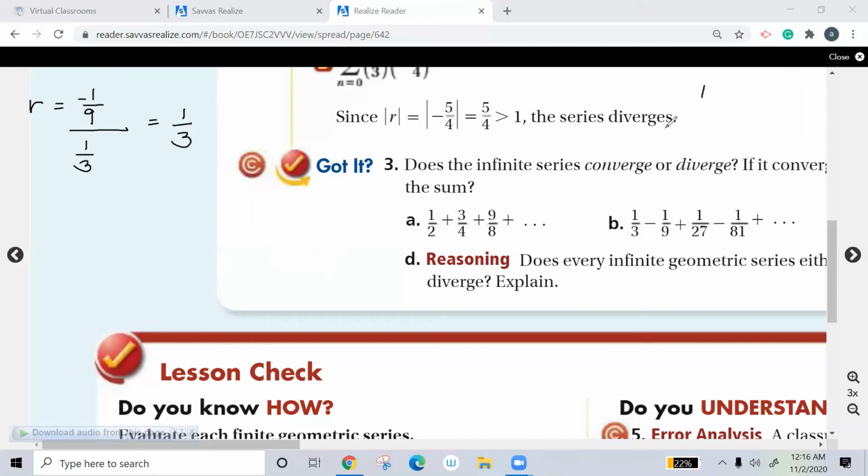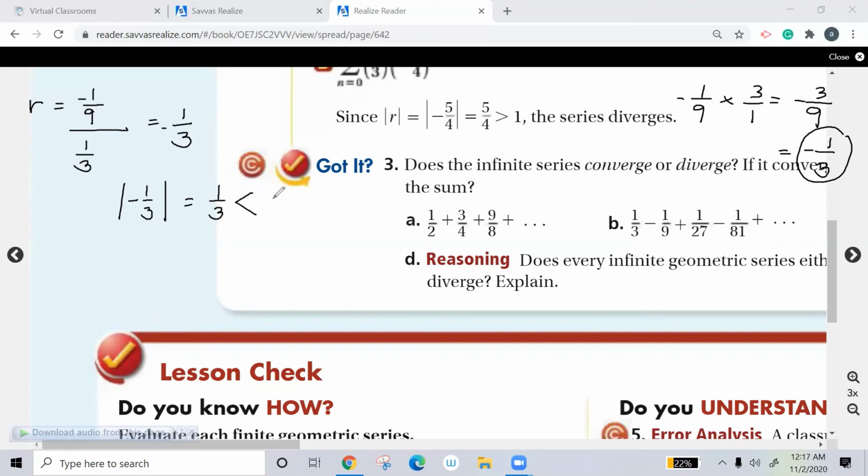So let's do this. Negative 1 over 9 times the reciprocal, 3 over 1. And 1 times 3 is 3 and 9 times 1 is 9. Simplified, it will be negative 1 over 3. So we have negative 1 over 3 as our common ratio. The absolute value of negative 1 over 3 is 1 over 3, and this is less than 1.